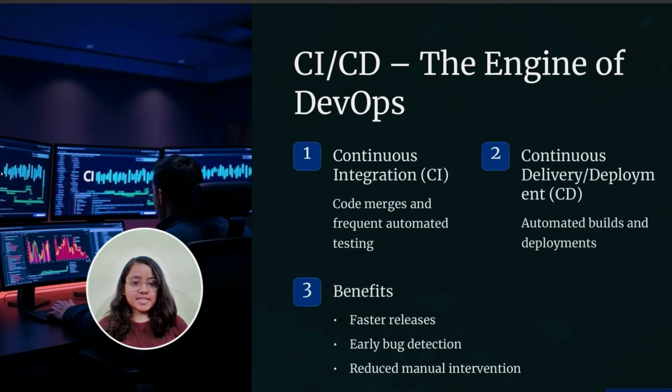Let's now discuss CI/CD, the heart of DevOps automation. CI stands for continuous integration. What does it mean? Developers work on different features or fixes in parallel.